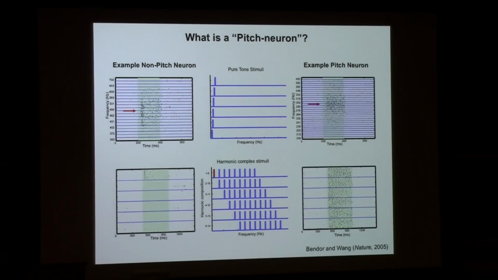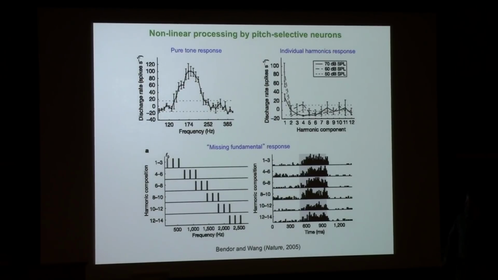What does a pitch neuron do? Here's what a pitch neuron does. You give a tone, it has a response, but when you play a harmonic complex, it responds to every one, as if it extracts the pitch from there.